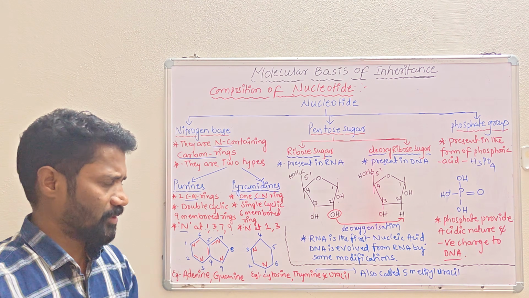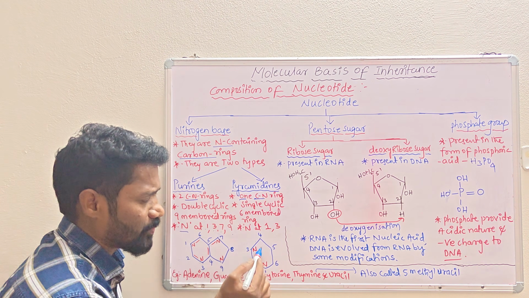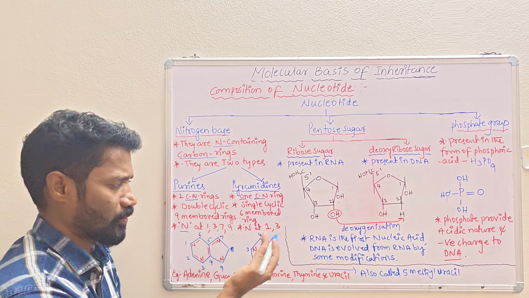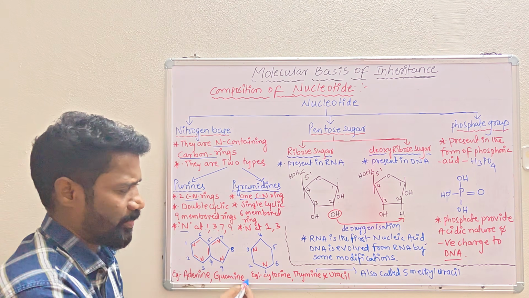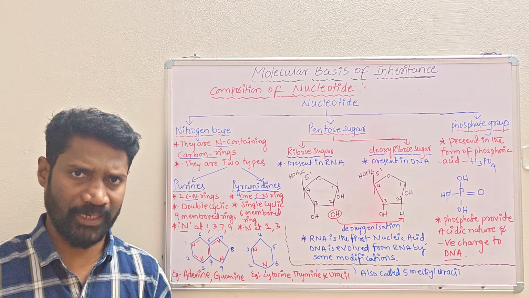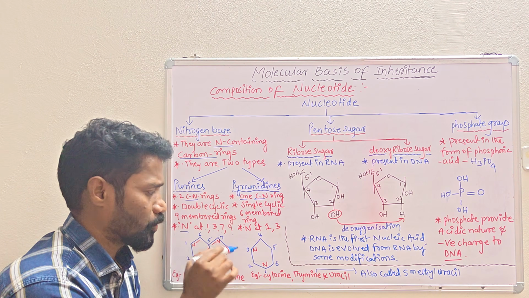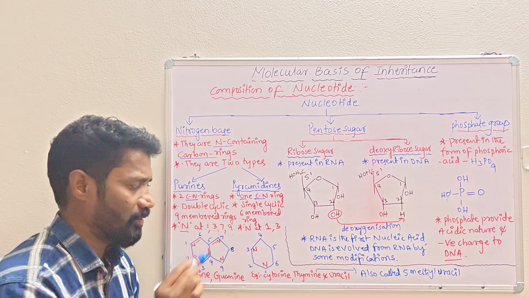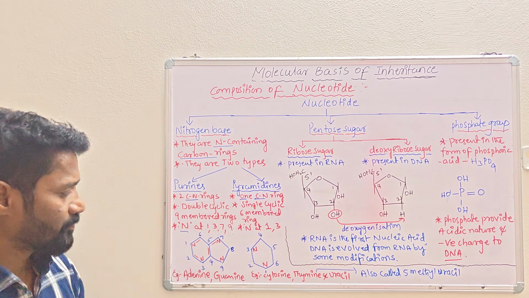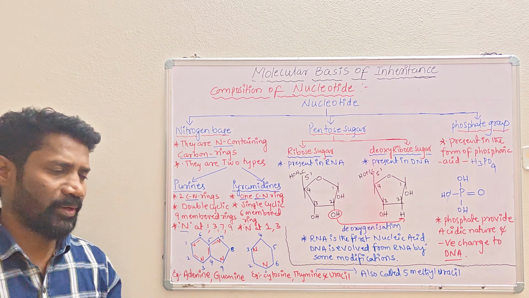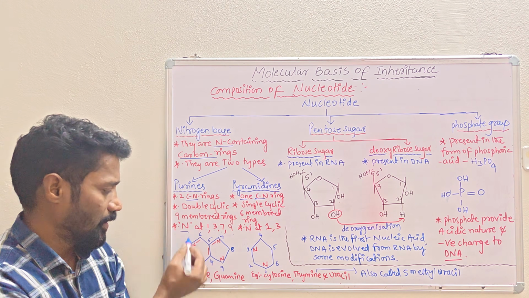Next, in pyrimidines, the nitrogens are present at first and third carbon only. First and third carbon. There is no seventh, there is no ninth carbon. Why? Because it is a single cyclic ring. In pyrimidines, the nitrogen should be present at first carbon and third carbon. Right. What are the examples of purines? What are the examples of pyrimidines? Once you have to see here.